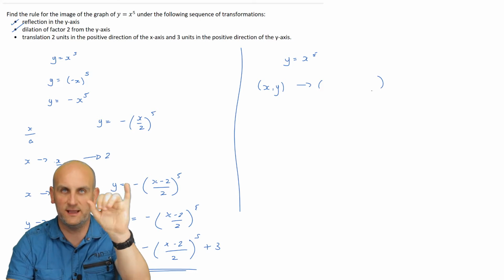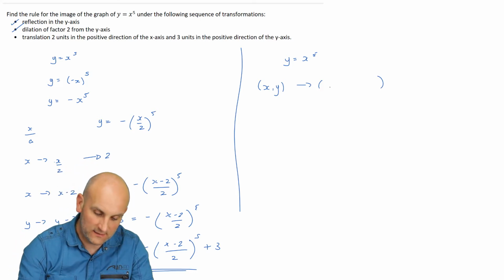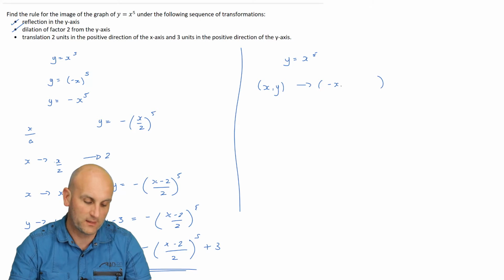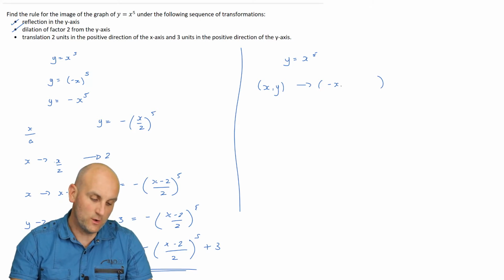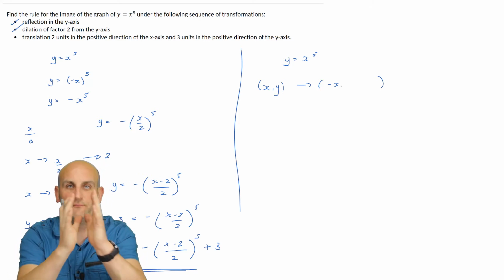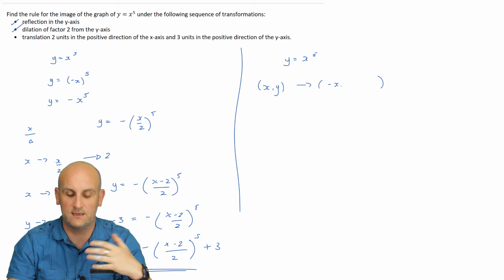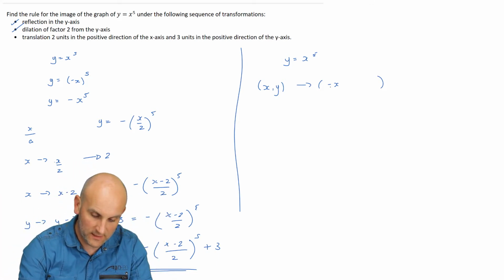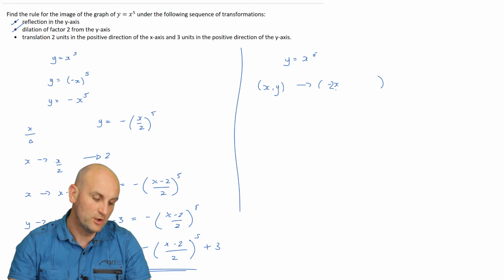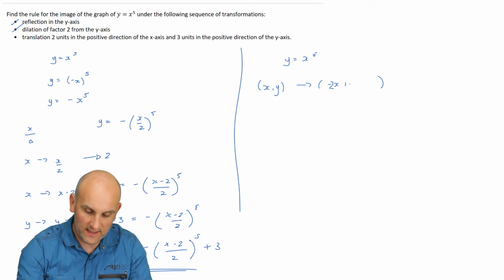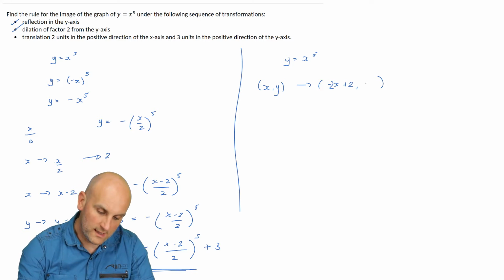So when you reflect in the y-axis, the x values become negative, so that becomes minus x. Dilation of factor 2 from the y-axis. So again, if I'm 2 from the y-axis, that means I double the value of x. So that now becomes minus 2x. Translation of 2 units in the positive direction of the x-axis. So add 2 and y plus 3.